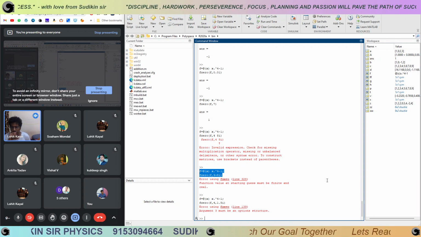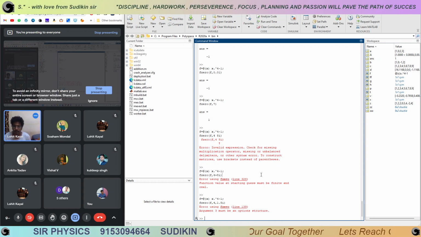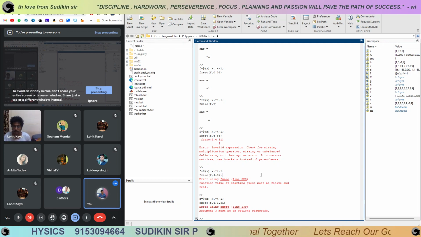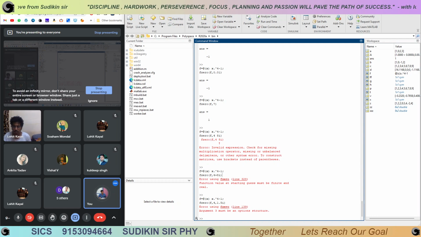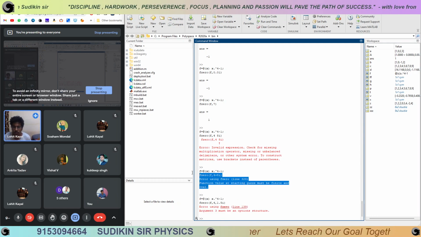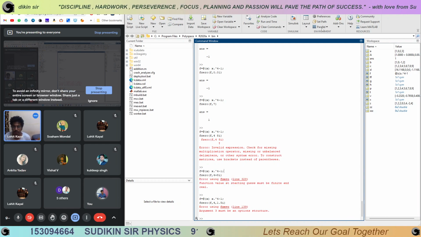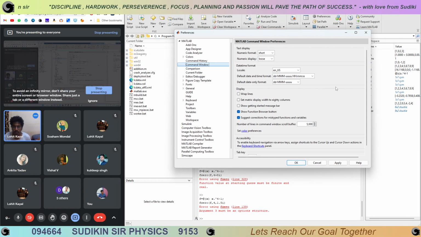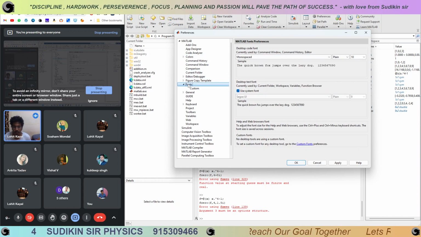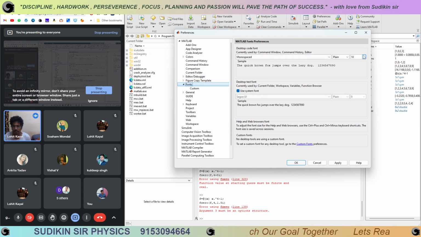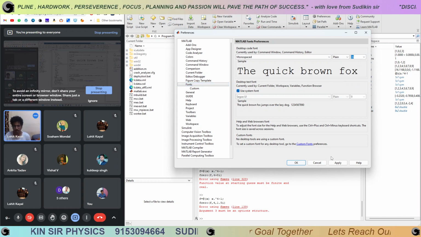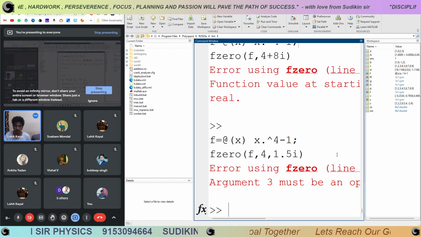Is it possible to increase the size? Sir, I don't know how to increase the size. I have no idea regarding that. Go to preferences once again. You see there is a font size on the left. Go to the left, you will find the font. Make it a bigger font. 20, 25, anything.